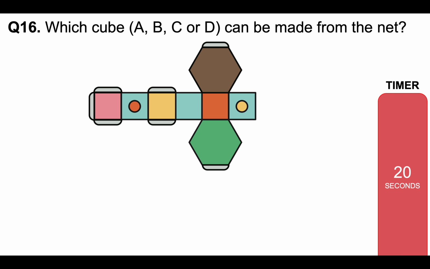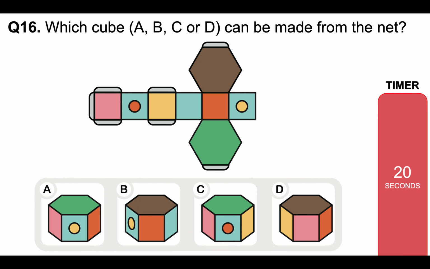Brilliant. Well done. Question 16. This is a little bit harder. Which cube, A, B, C or D, can be made from the net? Again, 20-second timer. Please put your answer in the comments.